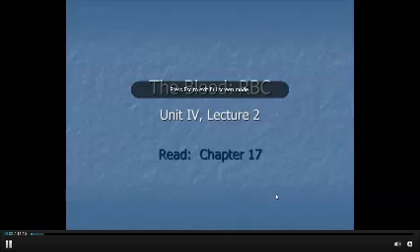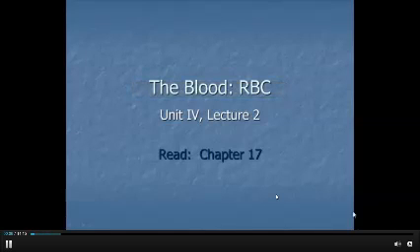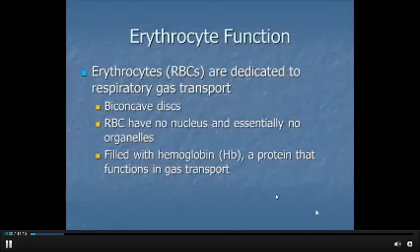Unit 4, Lecture 2. In this lecture, we will talk about red blood cells. Your reading is still in Chapter 17. Red blood cells have one important function. Their job is to transport respiratory gases, specifically oxygen and, to a smaller degree, carbon dioxide. And their entire structure accommodates that particular function.